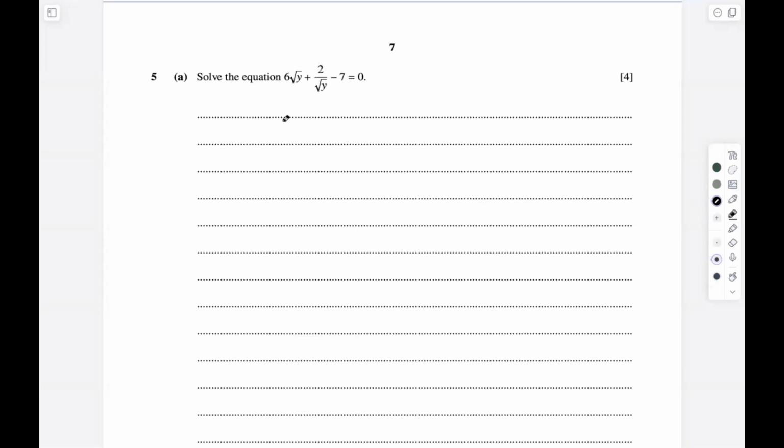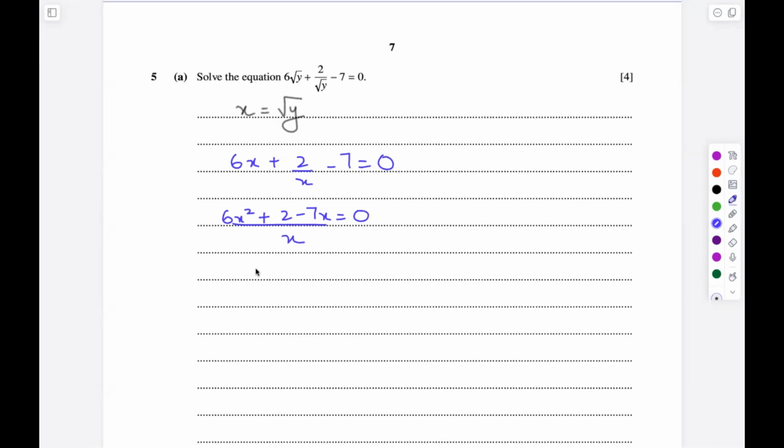In question 5a, we have to solve the equation 6 square root of y plus 2 upon square root of y minus 7 equals 0. Now, to solve these kinds of equations, we can start off by taking a substitution. So let's say x equals square root of y. Now, writing x in place of square root of y, we'll get 6x plus 2 upon x minus 7 equals 0.